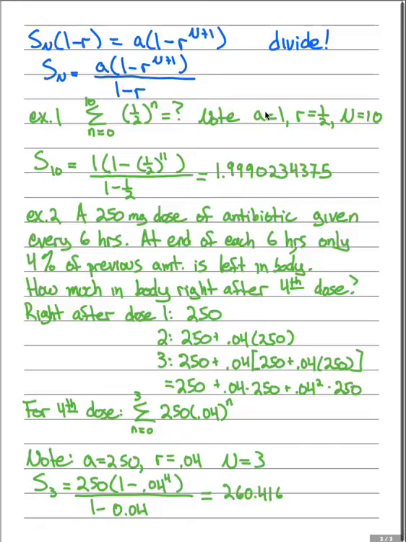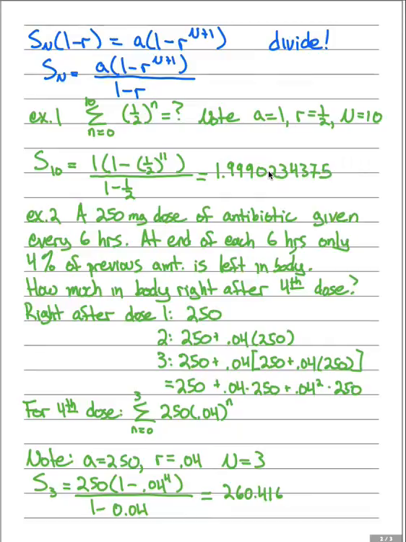What we have here is a equals 1, because that's the first number that appears when n is 0. And we have r equals 1/2, because that's what we're getting multiplied by each time. And we're going out to the number n equals 10. And so what we have here is that s sub 10 is going to equal, applying this formula, 1 times 1 minus 1/2 to the 11th power over 1 minus 1/2, turns out to be really close to 2.